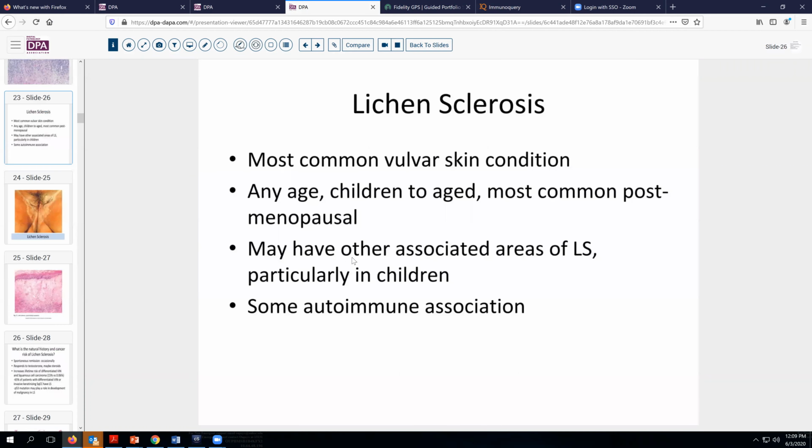As I indicated, I've put out a video which I'd encourage you to watch about lichen sclerosus, but this is the most common vulvar skin condition. We had a case yesterday, which also had some other combined changes. It can be seen in pretty much any age group, but most commonly in the postmenopausal older age group of adults, and it has some autoimmune association.